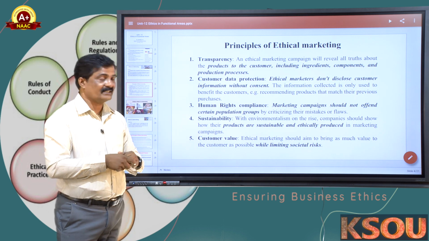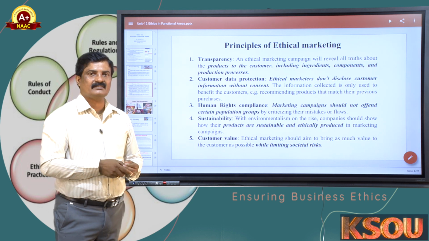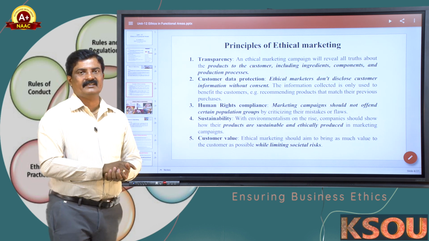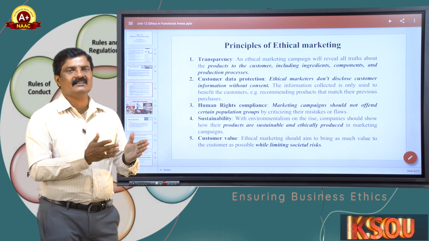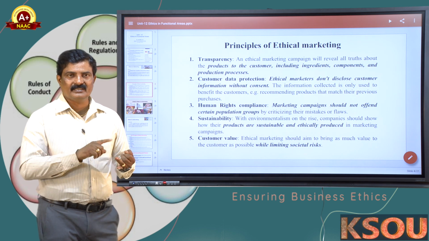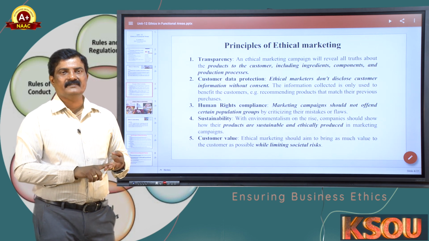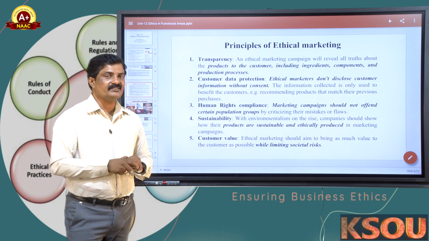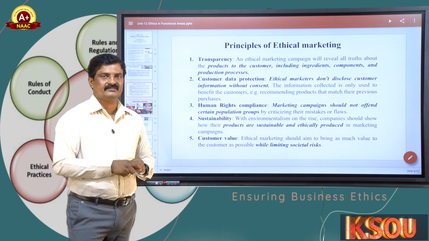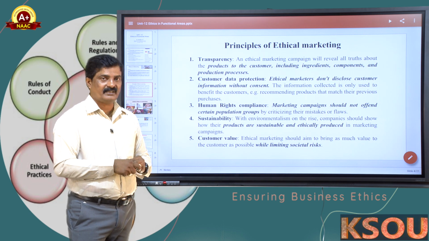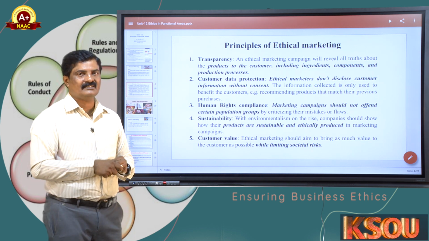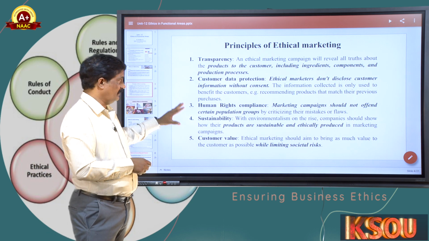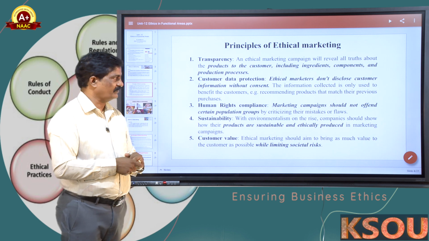The next one is customer data protection. You have collected so much data. Say for example, you are part and parcel of the banking industry. You have so many customers' database: their PAN number, their Aadhaar number, their photographs, their date of birth and everything, and you are not supposed to share such a database with anyone else. But still, in spite of that, many companies are selling the customer database to other companies, which is not ethical.